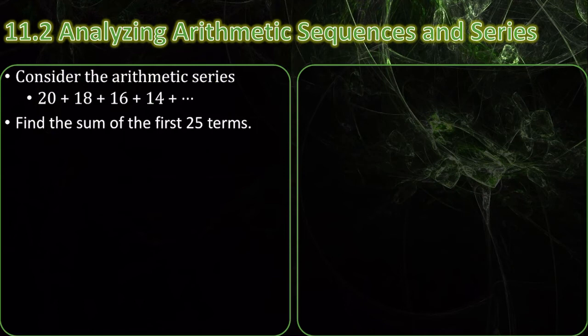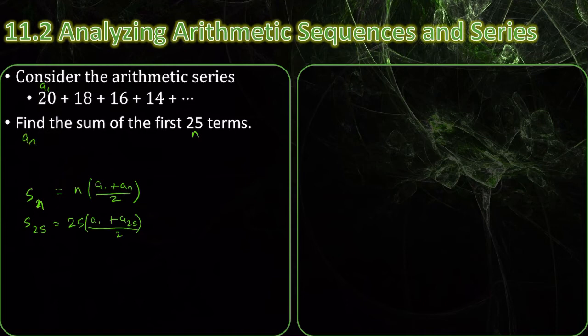All right, consider this arithmetic series: 20 plus 18 plus 16 plus 14 plus and so on. Find the sum of the first 25 terms. Well, okay, so the sum Sn equals n times a1 plus an over 2. I know a1. I know n is 25, but what is an? What is a25? If I go to the first 25 terms, I need to know a25.